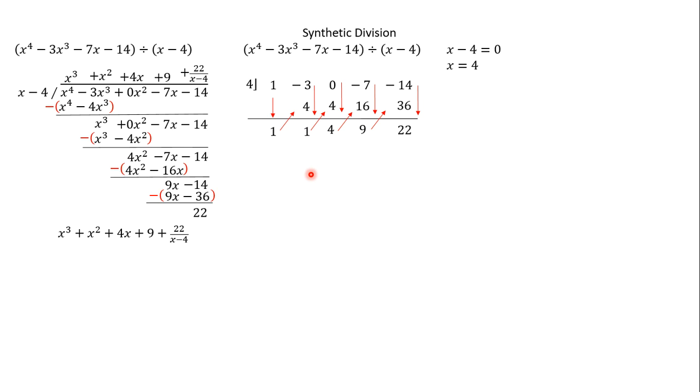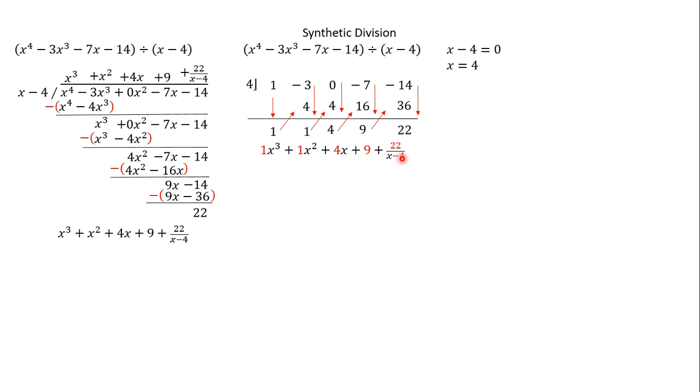The question is, what variables do they get? Well, we're just going to start at the top and go down, and we're always going to lose 1 degree. So we start out with x to the 4th. Here we're going to start out with x cubed. So we're going to have 1x cubed plus 1x squared plus 4x plus 9 plus the remainder, 22 over x minus 4. This last step is the remainder, and that's going to be very important for what we do. A lot of times, we won't even care what the rest of this is. We're just going to be looking for the remainder, and we'll talk about that a little bit in a couple minutes.